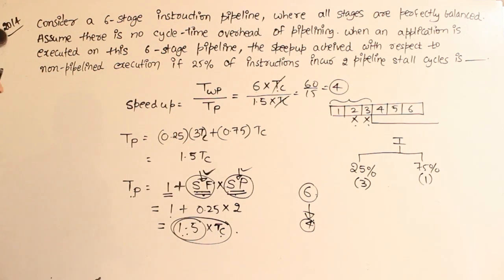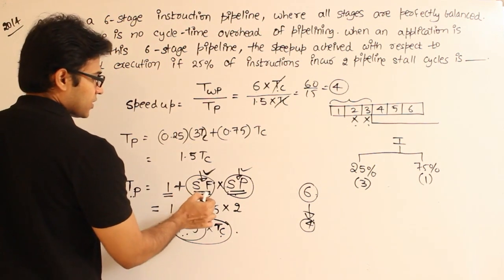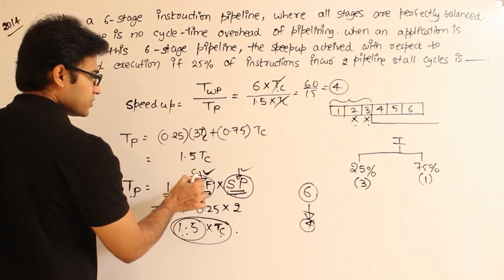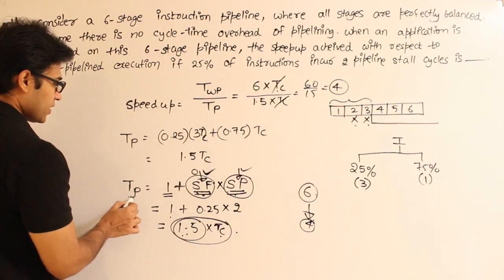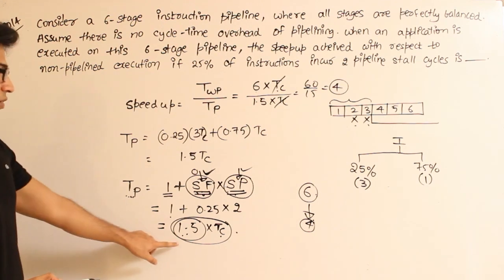Just tell me one thing, if there are no instructions at all which are causing a stall, then what do you think will be the speed up? If there are no instructions causing a stall, then this factor will go to 0. Therefore the number of clocks required for a pipelined processor in this case will be exactly 1.